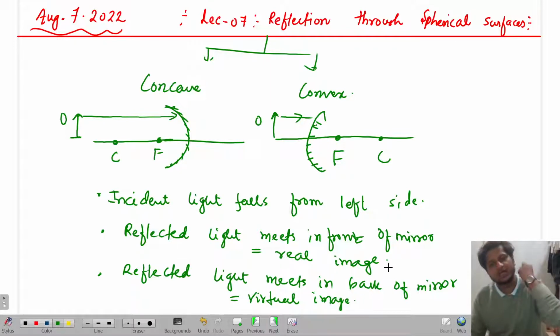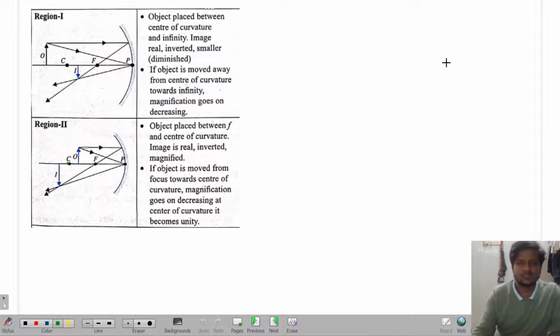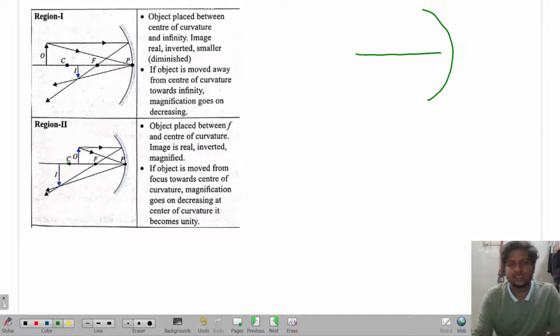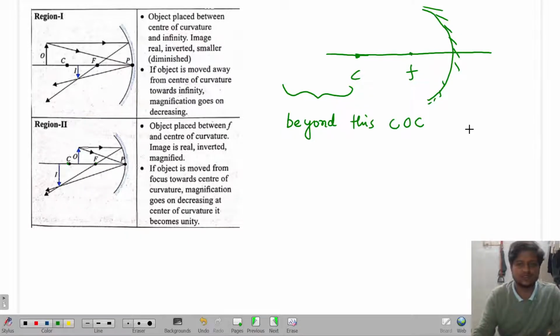And their different kinds of regions. This concave mirror also has different regions, and for different regions we have different kinds of image formation. We are just going to take a little bit of example of that, then we'll move to the next topic. So first, let's suppose I have a concave mirror, and I'm considering region 1. This is my concave mirror. It has focus over here, center of curvature at this point. Now let's suppose an object is kept beyond this center of curvature. This is my region 1.